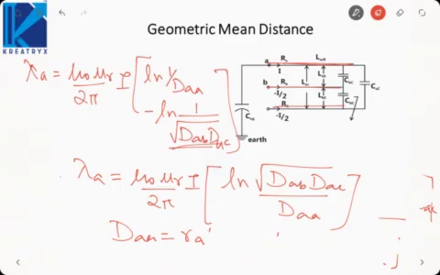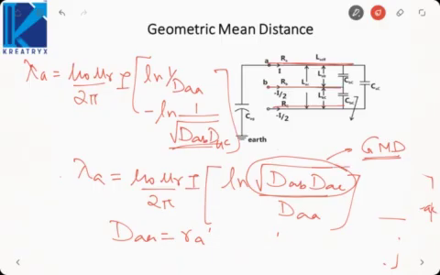So here the distance is replaced by geometric mean of distances. It is called as GMD. So GMD is the effective distance up to which mutual flux linkage will occur. See, here there are two conductors. One is lying at a distance dab, other is lying at a distance of dac from the conductor A, and each is carrying a current I by 2.